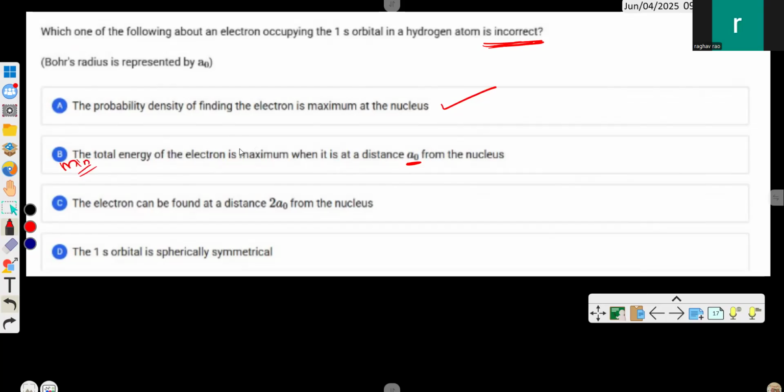So total energy, we find it as minus 13.6 into Z square by n square. So as the shells are increasing, the total energy will be decreasing because you can see the n value is going up. So total energy would be decreasing. That is, it would be minimum whenever it is present at larger distances. The electron can be found at a distance far enough from the nucleus. Yes, electron can be found anywhere. 1s orbital is spherically symmetrical. This is also correct. So incorrect is this one. So option is B.